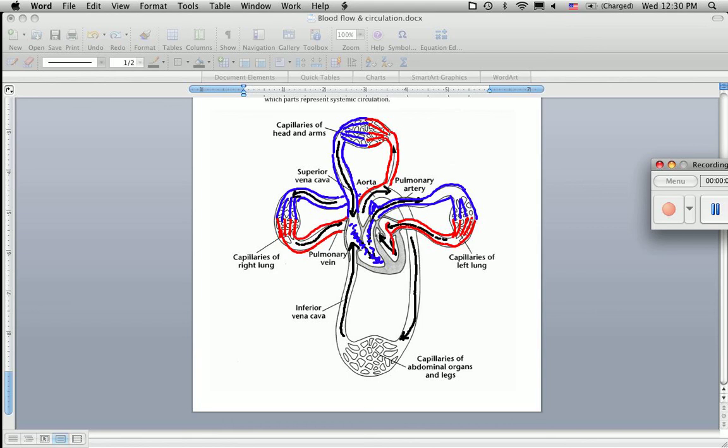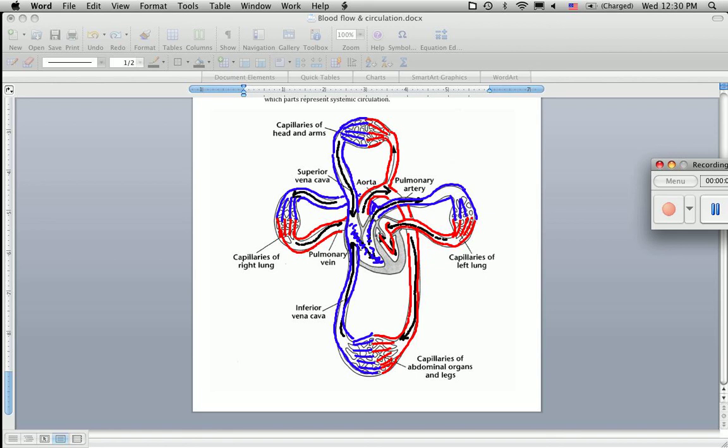It then goes through the left-hand side of the heart and then back up out through the aorta. And then it can come down here to the capillaries of the arms and the legs from the heart. Again, it drops off its oxygen, picks up its carbon dioxide, and then returns back to the heart as low oxygen blood.